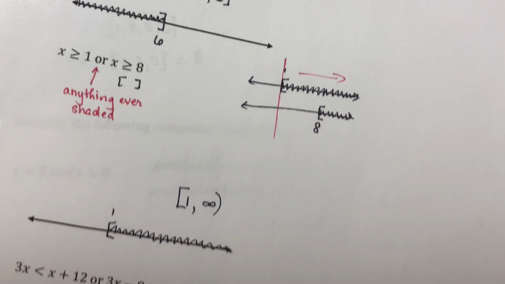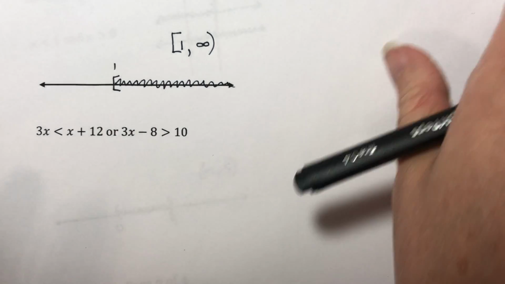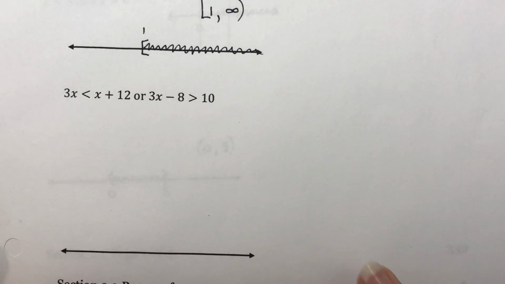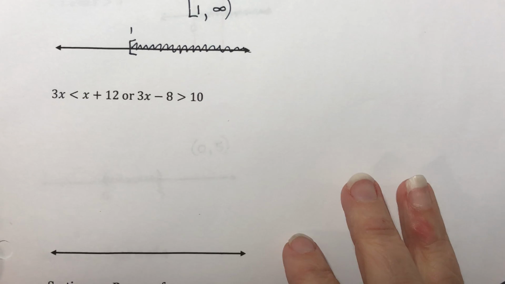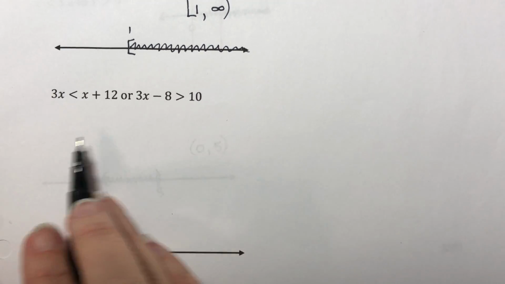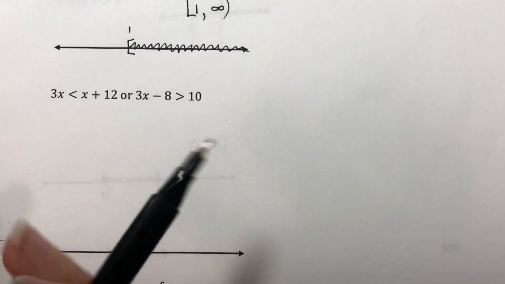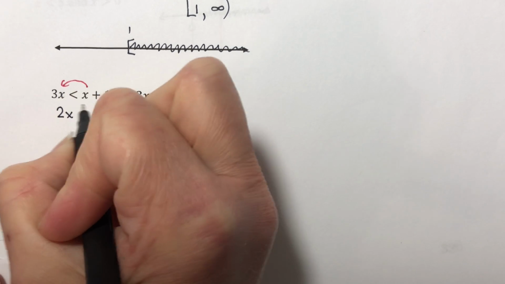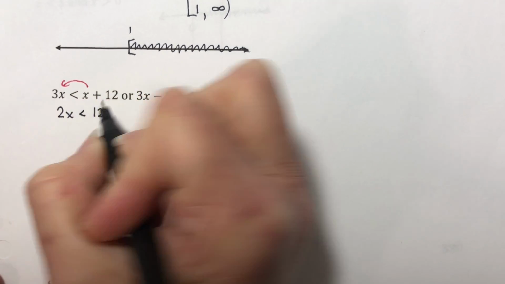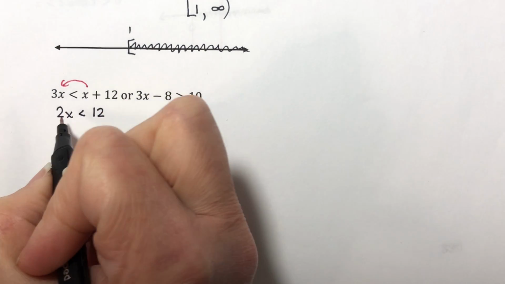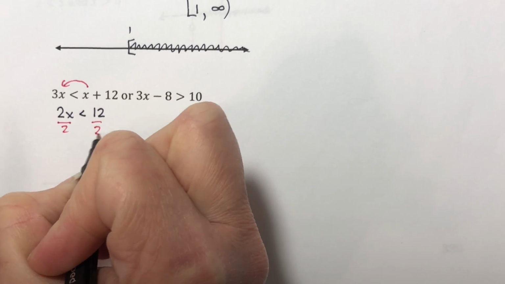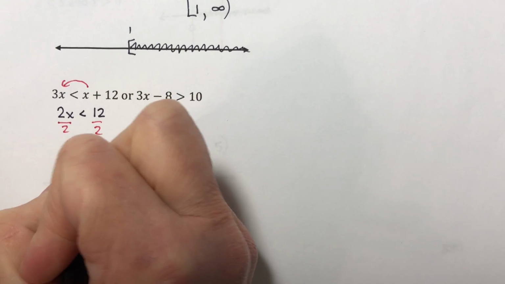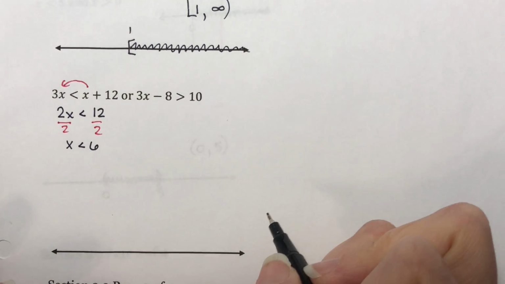Okay, so let's look at this problem here. This is also an OR problem, and I have solving to do here. So for the left one, I want to subtract x from both sides. So I get 2x is less than 12. Divide both sides by 2. And we get x is less than 6.